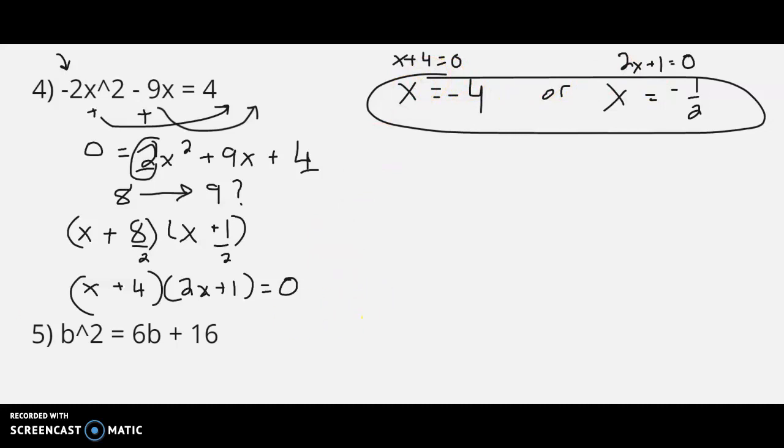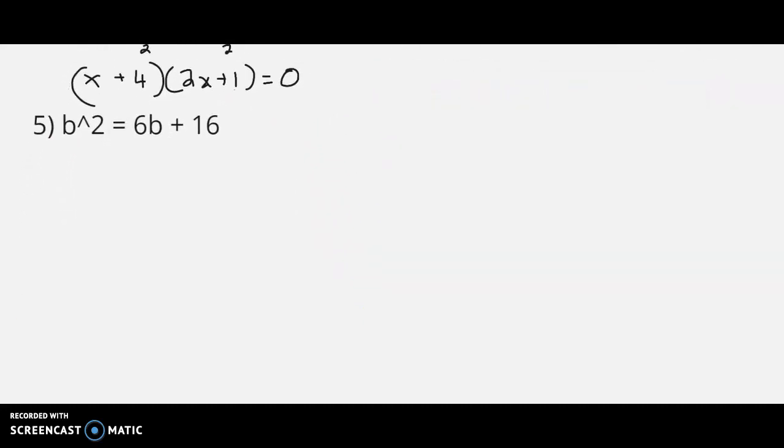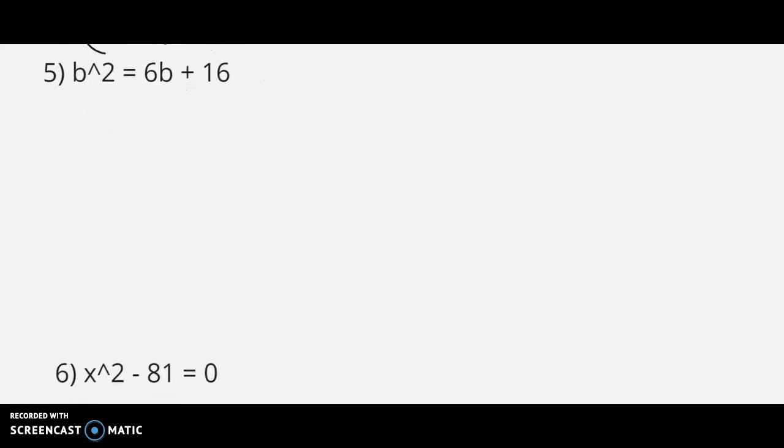All right, let's look at number 5. b squared equals 6b plus 16. Let's take away 6b from both sides. Take away 16 from both sides. And then the question we ask ourselves: what factors of negative 16 add up to negative 6?